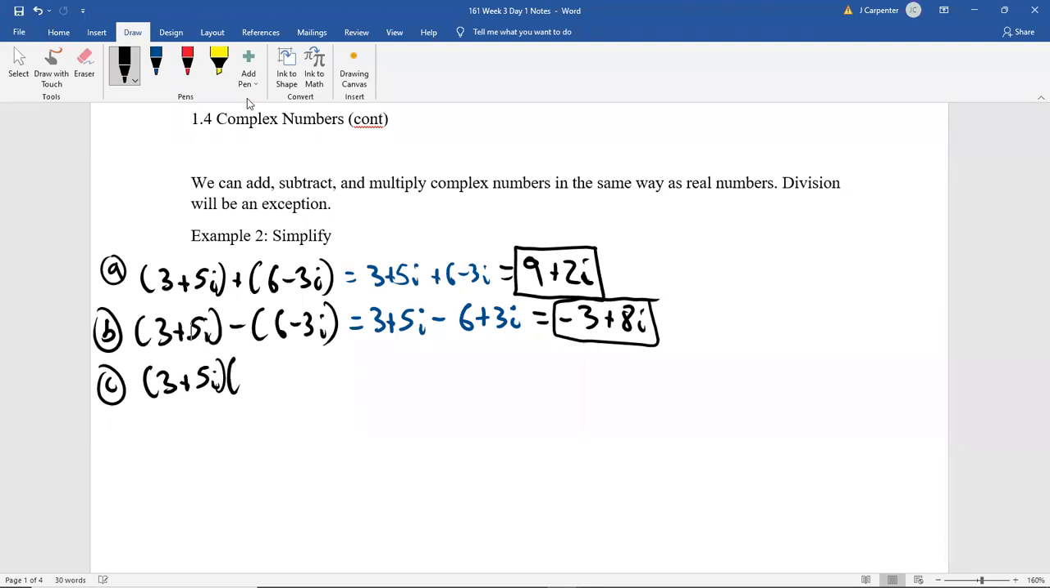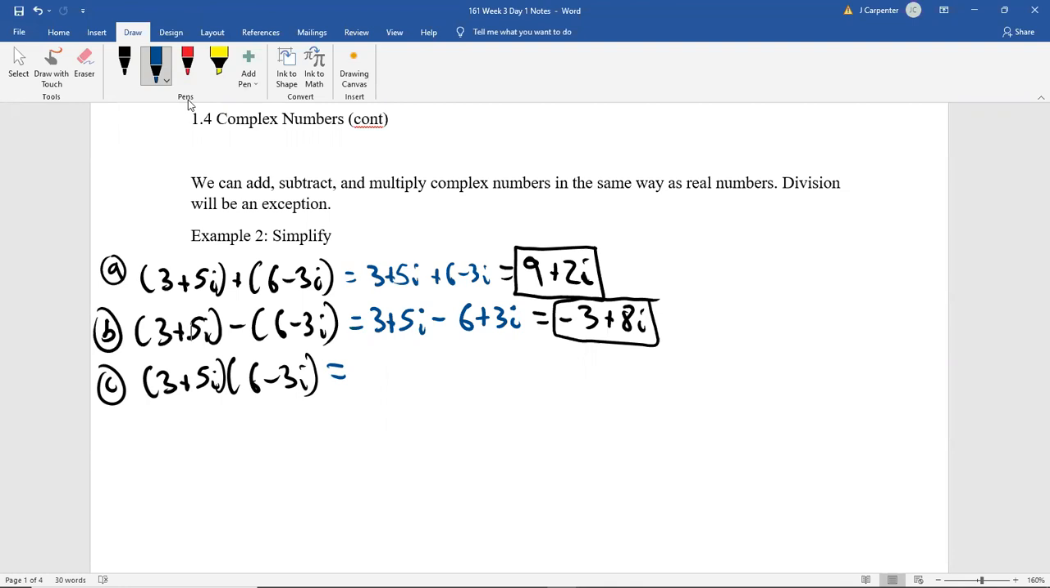Same values in the parentheses, but now no sign between them. No plus, no minus, no nothing, just parentheses. So here is where we have to do that thing I mentioned some students might have wanted to do with A. You have to FOIL this. Your first, outer, inner, last.